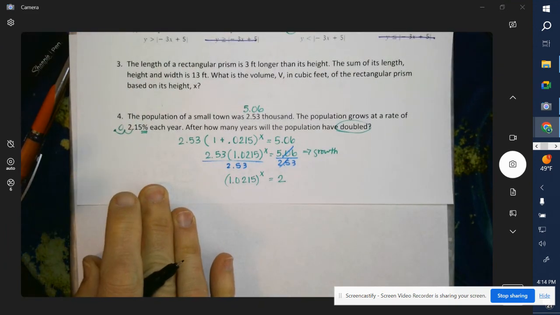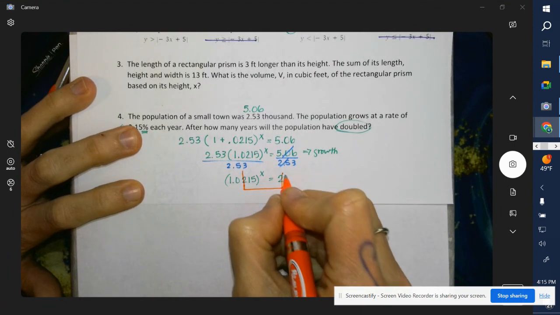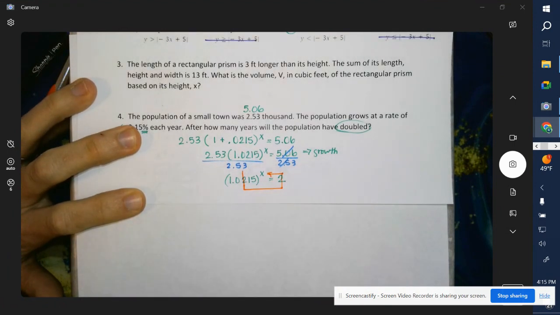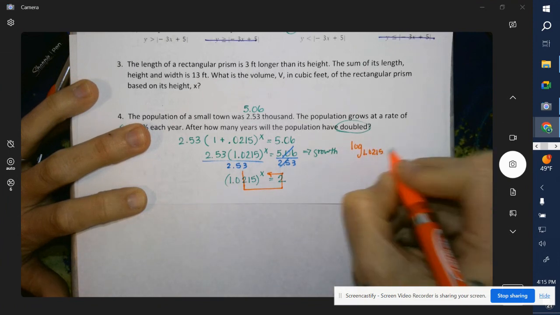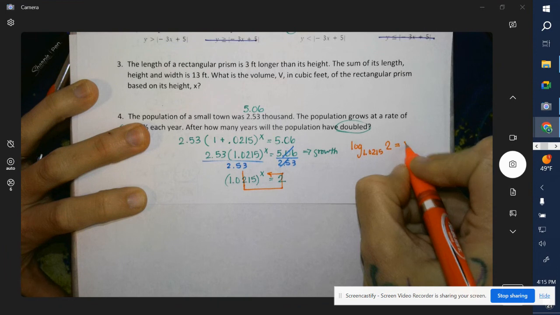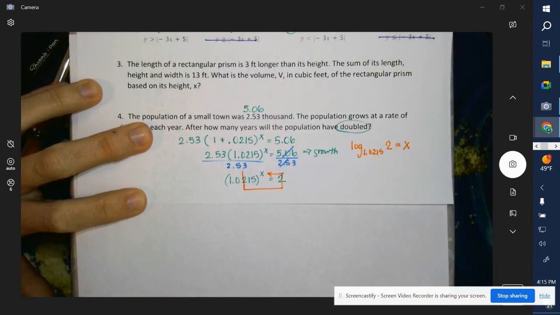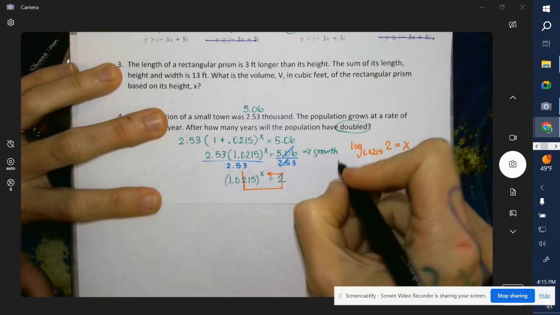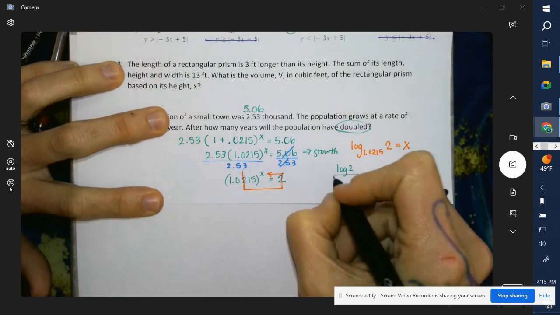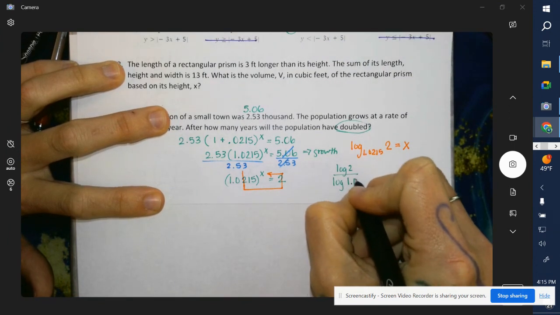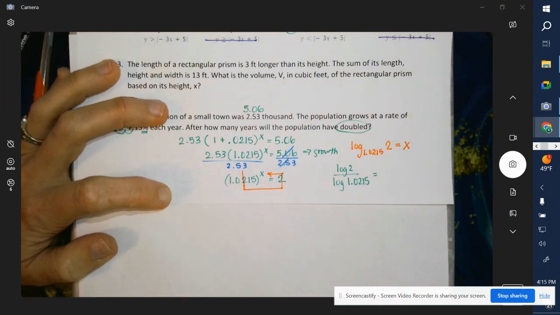Now we're going to convert it to logarithmic form. Push the base down to the basement, go get our equals 2, and then grab our exponent. So log base 1.0215 of 2 equals x. You can plug that directly into Desmos and get an answer. Just to call out for future math classes, if you do change of base, that's log 2 over log 1.0215, and you can type it in that way and should get the exact same answer.